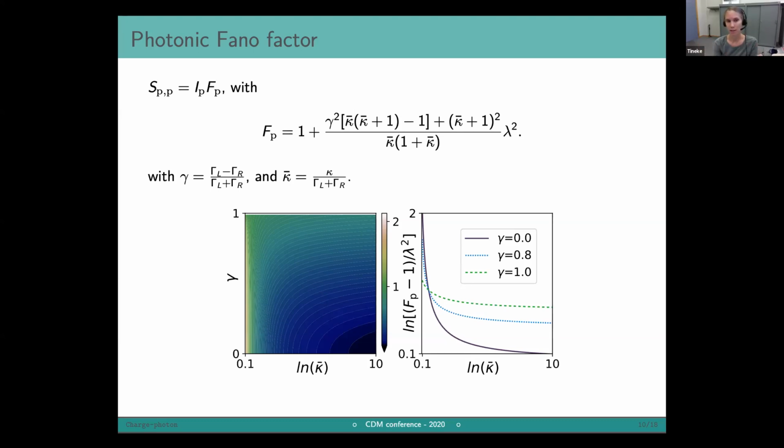It's insensitive to the symmetry of your dot, right? If it's left or if it's right. And yeah, for very weak coupling, the Fano factor goes to 1.